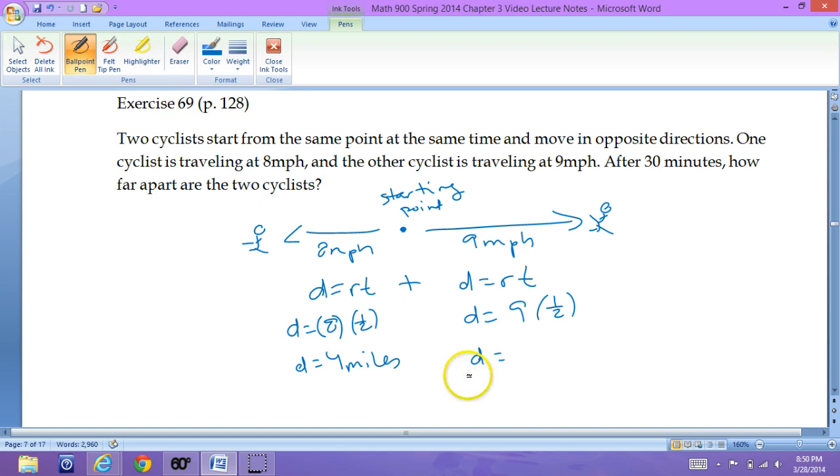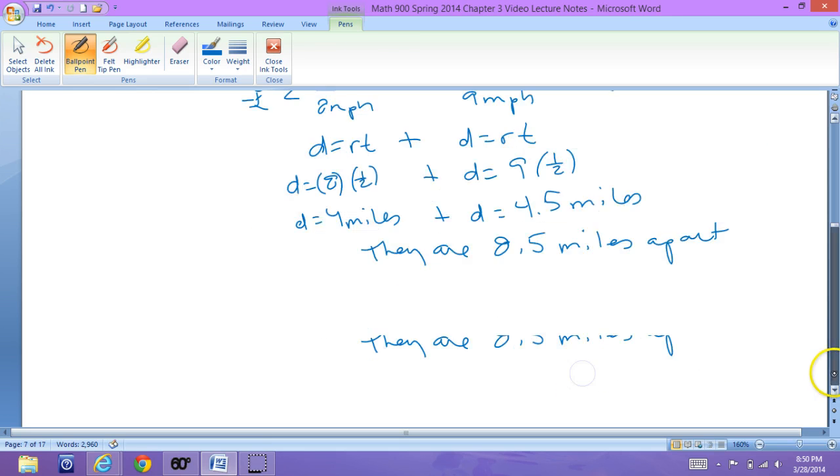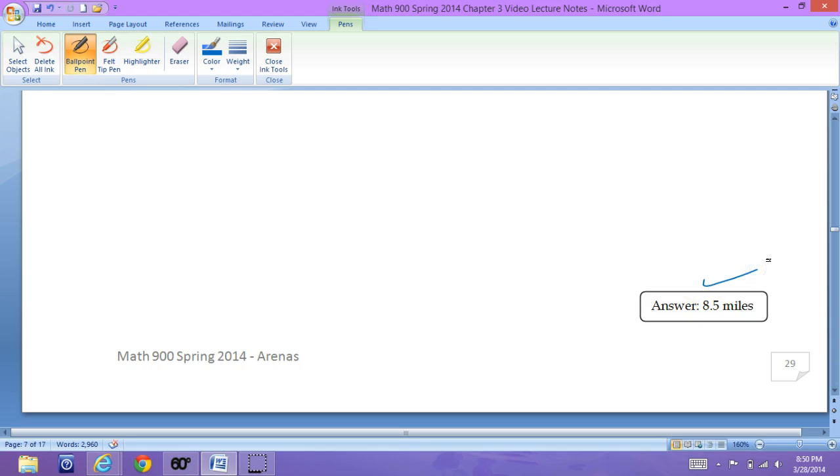Now we're going to convert that to a decimal for purposes of distance. 9 halves is 4.5 miles. We're not done yet. It says how far apart. So this arrow, this distance is 4 miles. That arrow is 4.5. So how far apart are they? You have to sum them. So they are 8.5 miles apart. And if we scroll down, that's what we get.